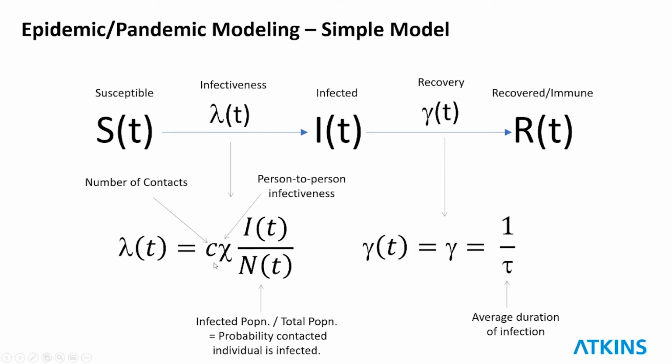So, you're looking at the number of contacts people make, the person-to-person infectiveness. So if you do make a contact with a person, what's the probability you're going to get infected? And the percentage of the population that's infected at the current time. For recovery, that usually comes down to, how long does the disease take before you've hit that immune state where you're not likely to get it again.